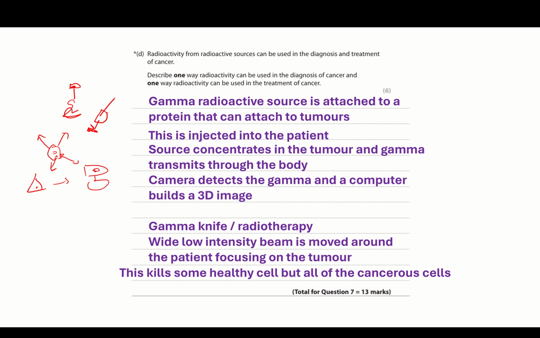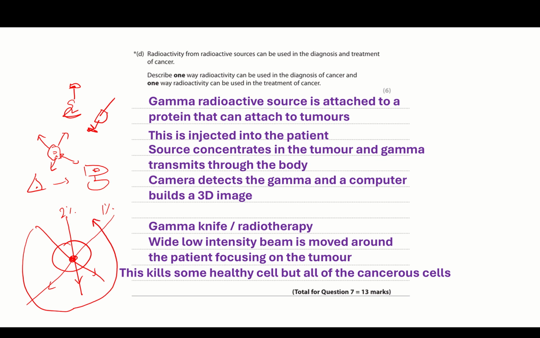That's that one. And the next one is, imagine that's a patient's head and there's the tumour. We're going to blast it with gamma, and let's say it kills 1% of the cells. And this is why it causes some side effects. And then we blast it there and the tumour's had an additional dose, and we get this idea that it moves around the patient. And that is a nice 6 marker. Please make sure you learn that.